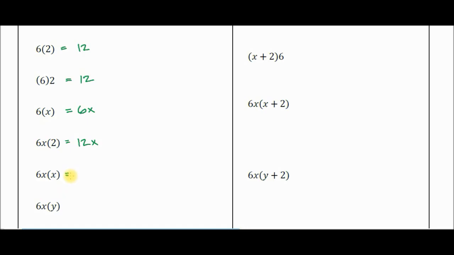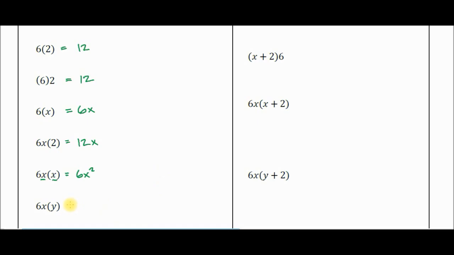What about 6x times x? All right, well, we can see here that the x value here is the same as the x value here. They're both the same variable. That means we can combine them together. The 6 doesn't change at all, because it's not being multiplied by anything. But the x times x is x squared. Remember, it's not 2x. x plus x is 2x. x times x is x squared.